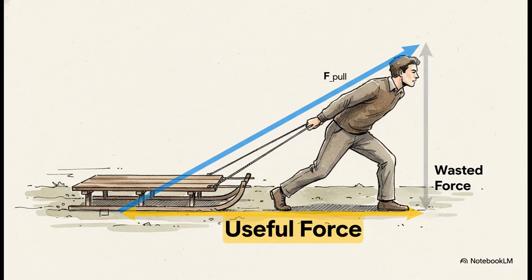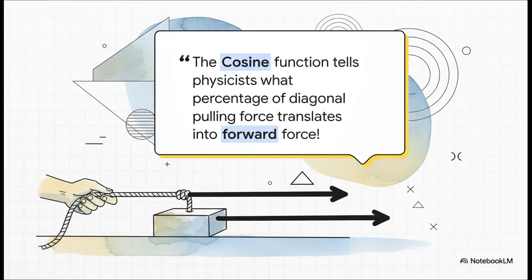So if you're pulling a sled with a rope that's at an angle, some of your effort is actually pulling up, which is totally wasted. And this is where cosine becomes a hero. The cosine function is the tool physicists use to figure this out. It basically tells you exactly what percentage of your total diagonal pulling force, the hypotenuse, is actually translating into useful forward horizontal force, the adjacent side. It's how they calculate the real work being done.